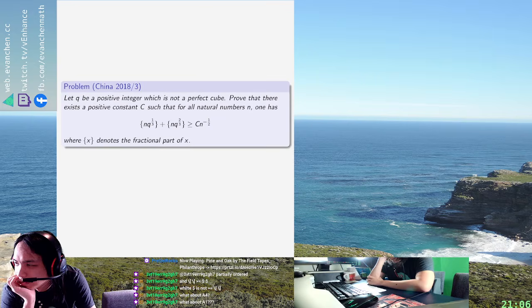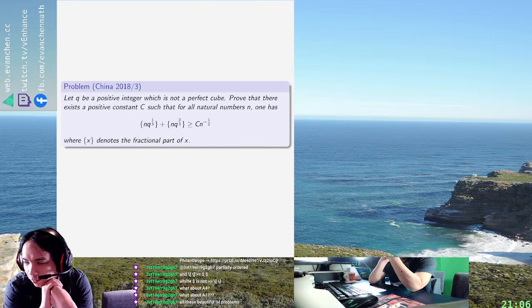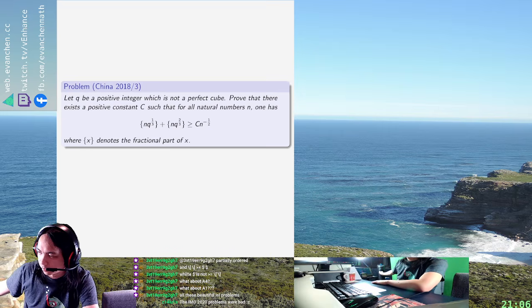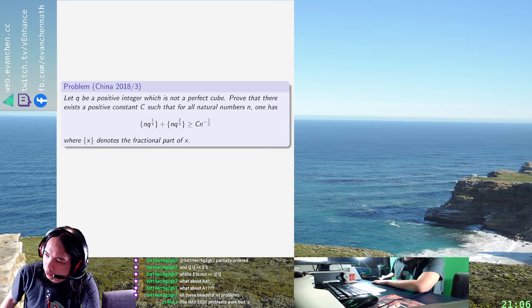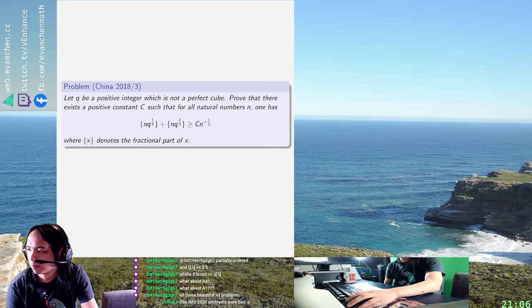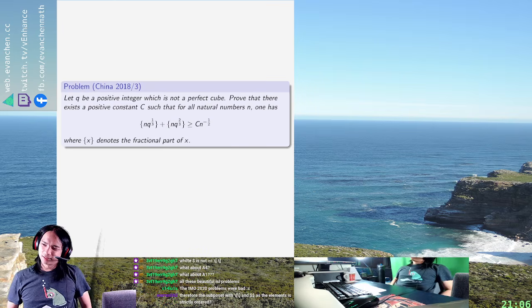Alright, so welcome back. Today we have a problem from the 2018 China Math Olympiad where you fix Q, and you want to show that there exists a constant C, which I guess probably depends on Q but not on N, such that this inequality holds. Jesus, what am I supposed to do with this? C over root N.